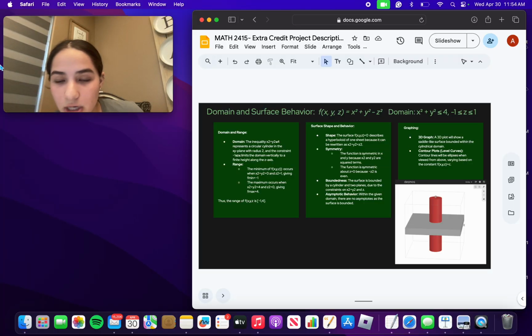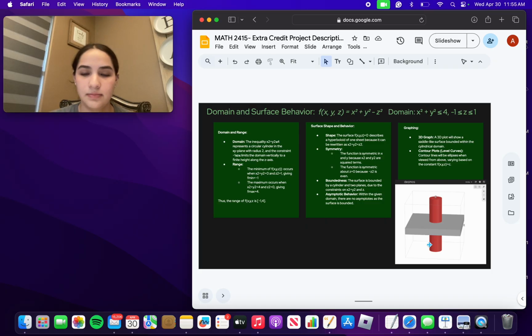For the surface shape and behavior, the shape describes a hyperboloid of one sheet because it can be rewritten as x squared plus y squared equals z squared. For the symmetry, the function is symmetric in z about z equals 0 because (-z) squared, or -z squared, is even. For the boundedness, the surface is bounded by a cylinder and 2 planes due to the constraints on x squared plus y squared and z.